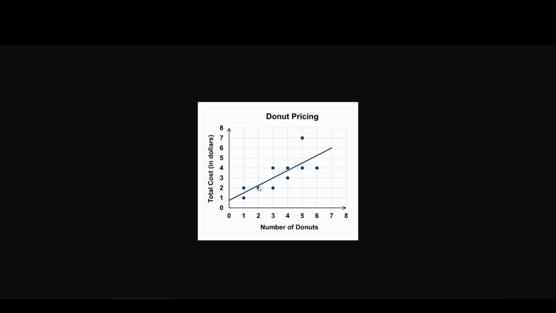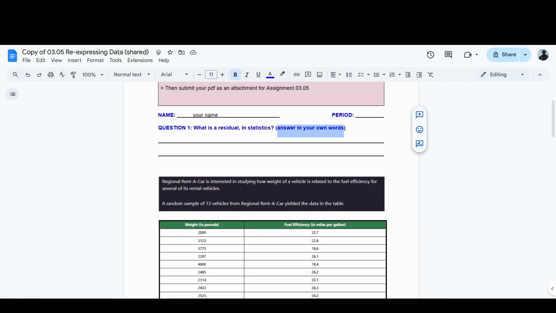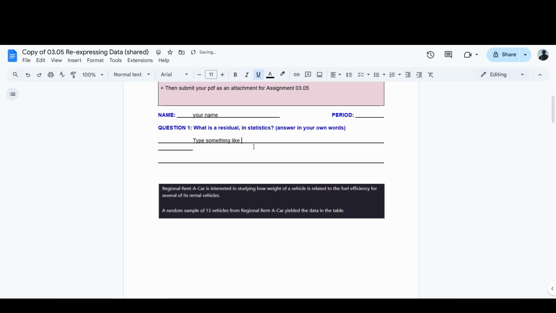A low residual, like this dot that is very close to the line, means the model is doing a good job of predicting this data point. This has a low residual. This one over here has a higher residual. It's pretty far away from the line. So we would say that this one is not very well predicted by the model. I hope that helps. But again, you just want to answer that in your own words here. So type something like that here in your own words.